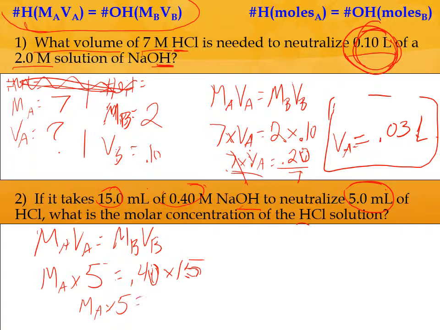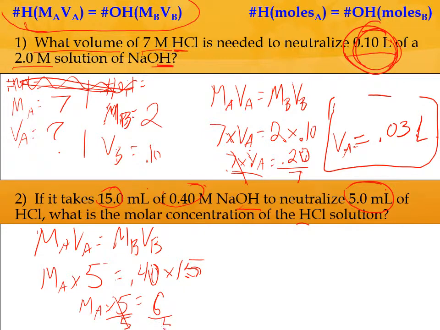Ma times 5 equals 0.40 times 15. Let me grab my calculator, but 0.4 times 15 is going to be equal to 6. So now that comes out to molarity of the acid times 5 is equal to 6. We want to get the Ma by itself, so again, we're going to divide by 5 on this side to get the Ma by itself.